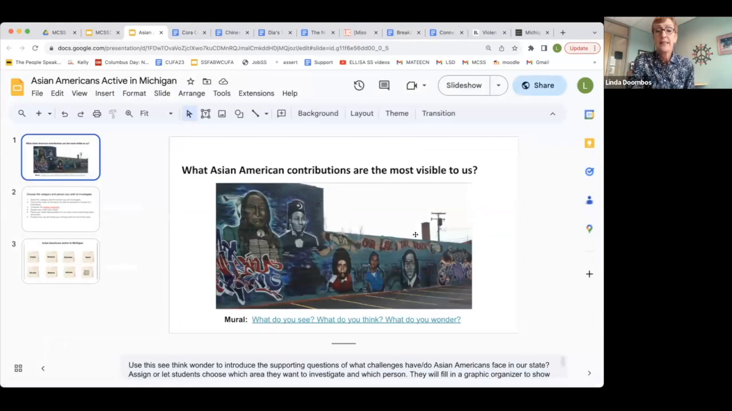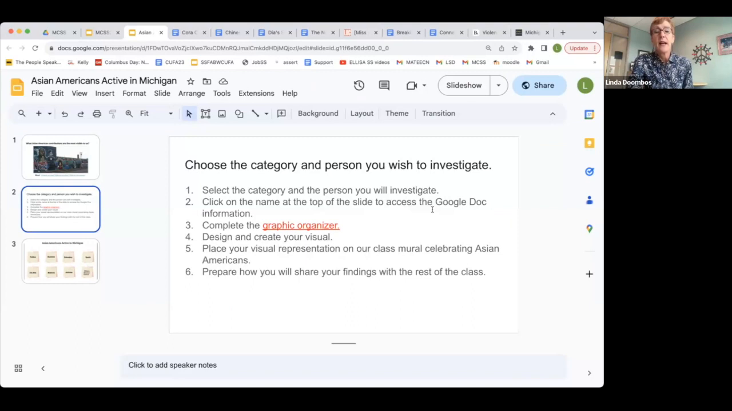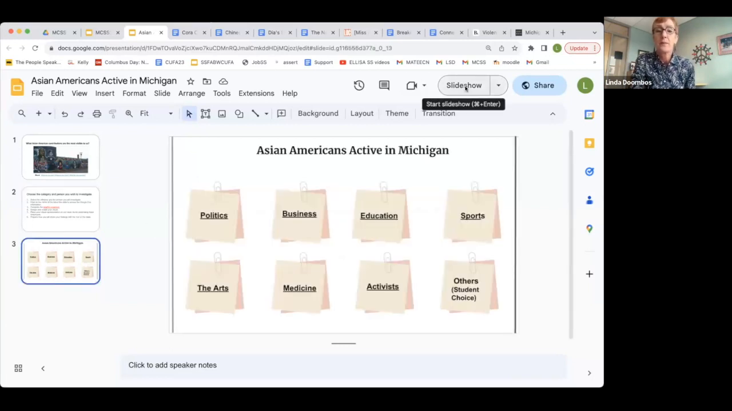You could conduct a see, think, wonder of this mural just to get kids talking about what they see, what do they think, what do they wonder, and then introduce them to the fact that they're going to be able to choose from a choice board a category and a person that they're going to wish to investigate. And they can click on the name in the choice board that I will show you in just a minute, and created just a very simple graphic organizer to capture the thoughts that they find in the documents given. And then they can design and create a visual that they're going to put on the class mural and be prepared to share.